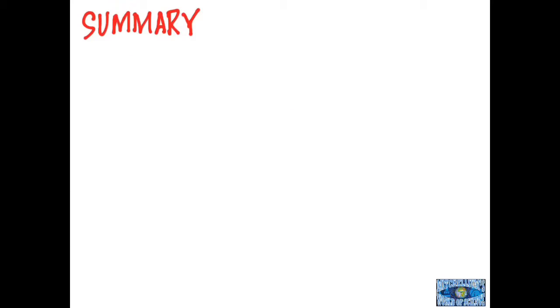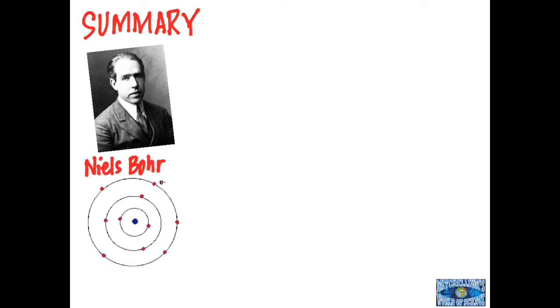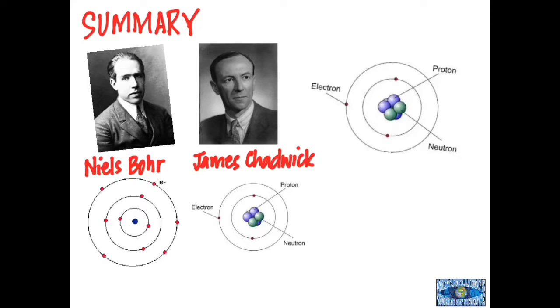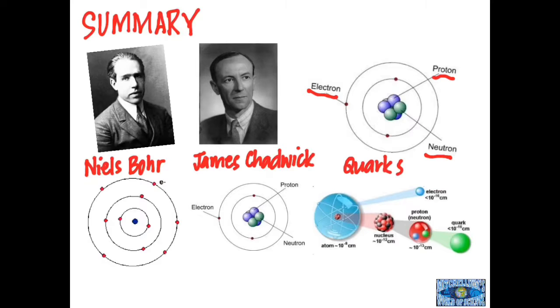So, in summary, today we discussed Niels Bohr and his orbitals where the electrons are fixed. We also studied James Chadwick and his discovery of the neutrons. We also studied the parts of the atom, which are the proton, which is positively charged, the electron, which is negatively charged, and the neutron, which doesn't have any charge at all. And the quarks, which are the fundamental constituent of matter.